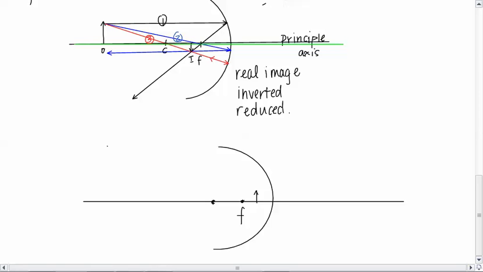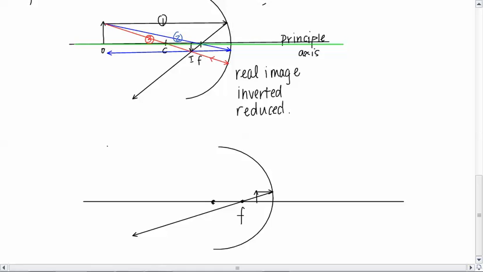Okay, so we have an object inside the focal point. The first ray is drawn parallel to the principal axis, and then it bounces off the mirror and goes through the focal point. Remember, there's lots of light bouncing off of your object, and so that's just one of the possible rays.